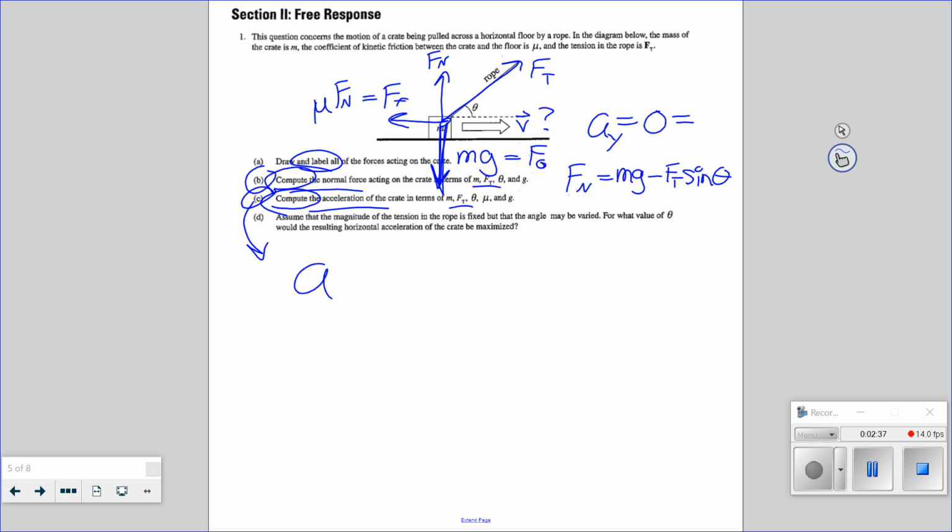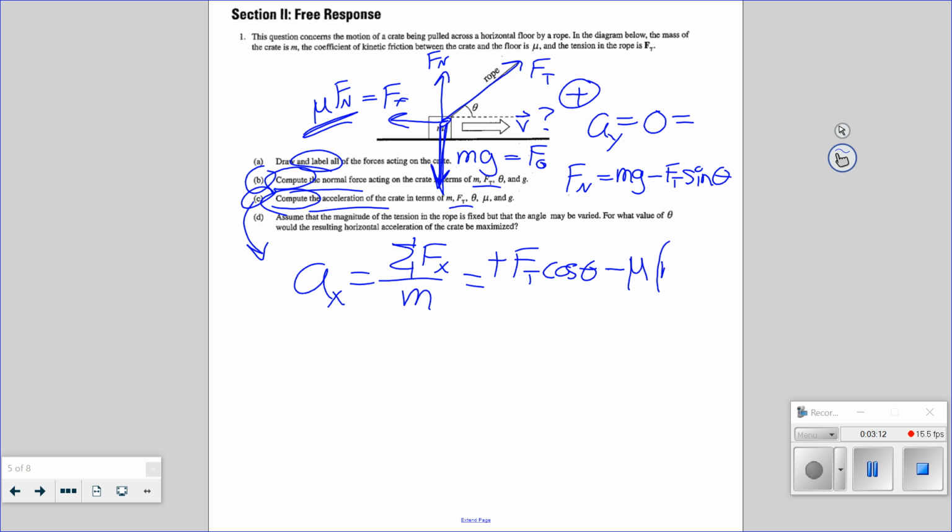The acceleration of the crate is the net force, the total vector forces. And we would just be doing x because we did y, so I don't need to double that up. We sum the forces in the x direction divided by the mass of the crate. So that's going to be plus, we'll make that the positive direction. It's pretty obvious that you don't have to do that. Right is positive unless they tell you otherwise. It's plus F_T cosine theta minus the coefficient of friction. I knew I was going to need it. Minus friction times the normal force, which is mg minus F_T sine theta. And then all of it divided by the mass. Don't forget this. Okay, compute the acceleration.